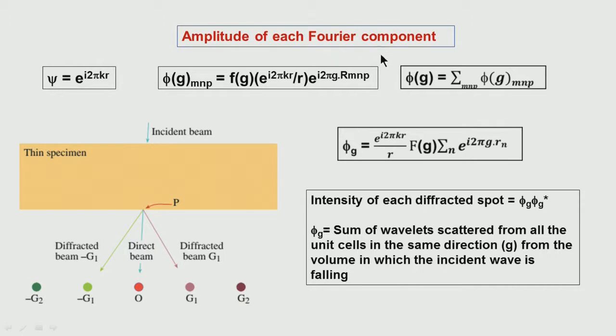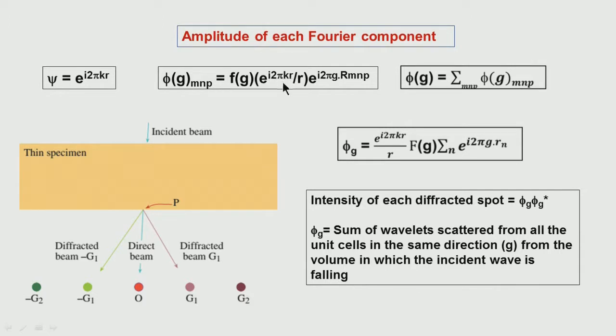Let us look at what will be the amplitude of each of these diffraction spots. The incident wave we represent as a plane wave, given by the expression psi equals e to the power of i 2 pi k r. Corresponding to this position, the contribution to the amplitude from an atom at a position r, m and p, is given by this expression, where Fg corresponds to the atomic scattering factor.